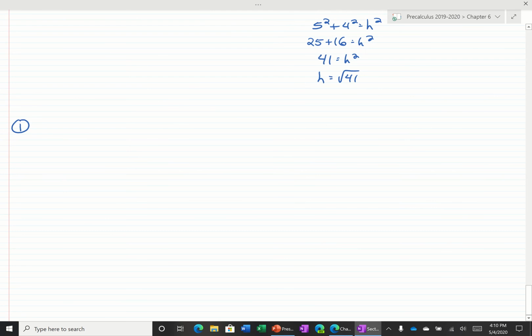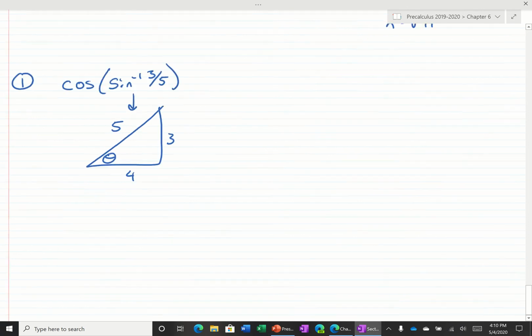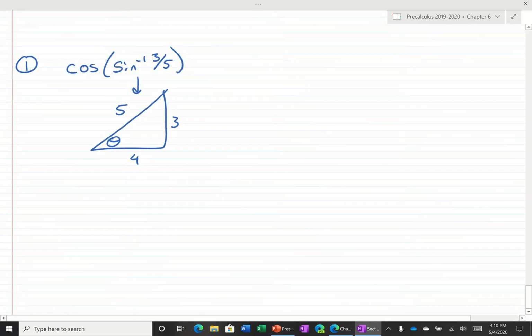And problem number 1, it's saying what's the cosine of the inverse sine of 3/5. So this inside is going to tell us what kind of triangle to draw. The sine of this angle is going to be 3/5. Pythagorean theorem would tell us that that side's 4. The cosine of this angle that we just got, cosine is going to be 4/5.